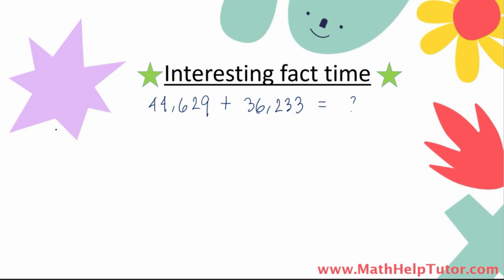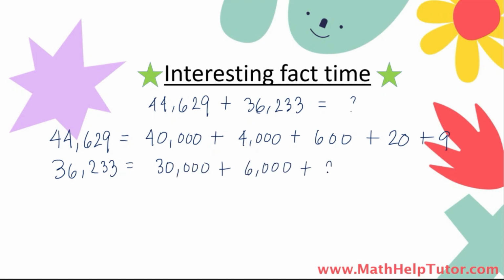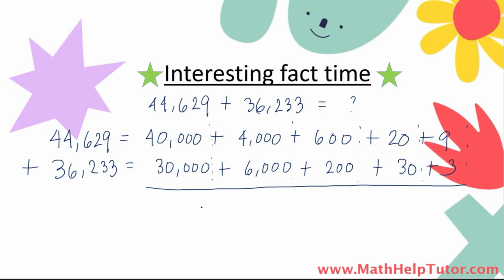Let's first write the decomposed versions of these numbers. So 44,629 is equal to 40,000 plus 4,000 plus 600 plus 20 plus 9. And for our other number, 36,233 is equal to 30,000 plus 6,000 plus 200 plus 30 plus 3. And we're doing addition, so we are going to add each of the values of each place individually. So let's put a line here to separate our decomposed numbers and the answer of our addition.